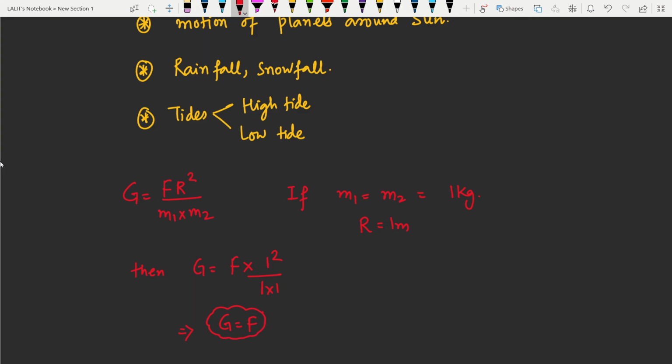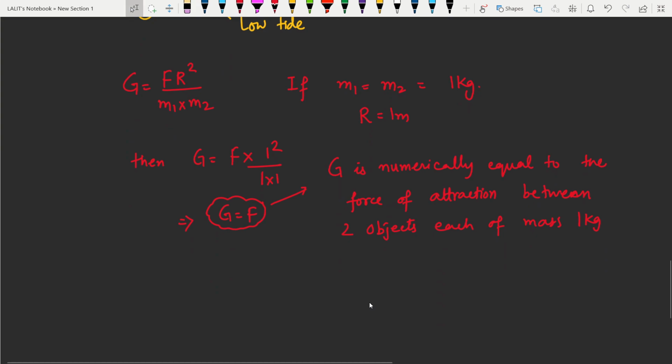So how to define G? This is only for the definition of G. G is numerically equal to the force of attraction between two objects each of mass 1 kg and separated by 1 meter. So this is the specific definition of G.